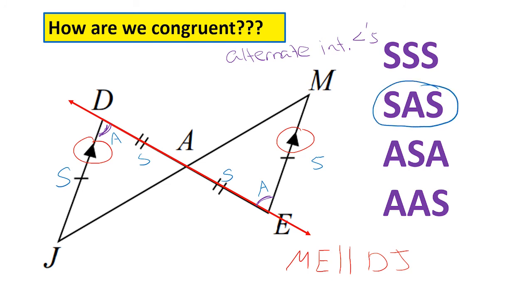However, if we look a little closer, we could see that we have vertical angles right here. So we have these intersecting lines. So these two angles are congruent. And so we have angle, side, angle as well. So we can actually use two of these theorems to show that these triangles are congruent, side, angle, side and angle, side, angle.